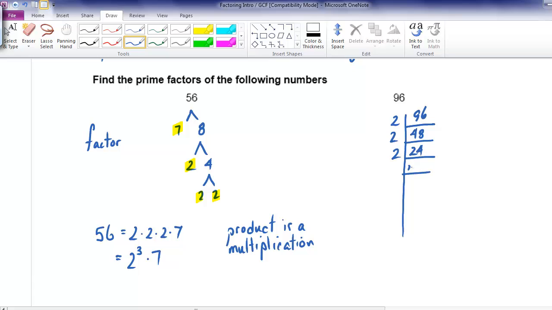And we get 12, and we get 6, and we get 3. And finally, when we can do no more, we stop. And as with a factor tree, we'd get exact same factors. We can write 96 is equal to 2 times 2 times 2 times 2 times 2 times 3, or 2 to the power 5 times 3. So remember, we talked about this before, but exponential form, the base tells you what you're multiplying, and the exponent says how many times.